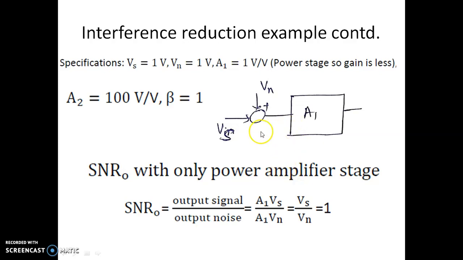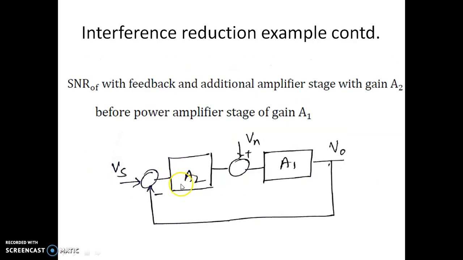This is again the representation of the signal to noise ratio of only the power amplifier without feedback. So the output signal to noise ratio without feedback is A1 times Vs divided by A1 times Vn, which happens to be 1 here. After providing the feedback, you have the amplifier A2 prior to A1 here. So now we can find out.